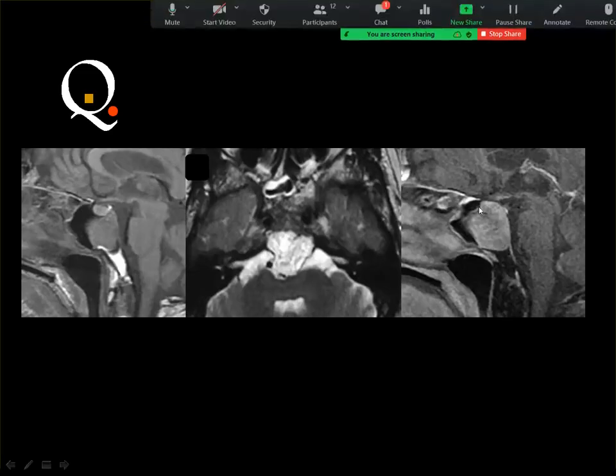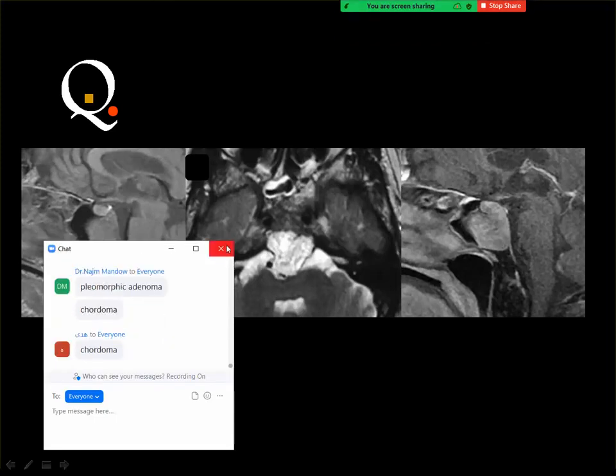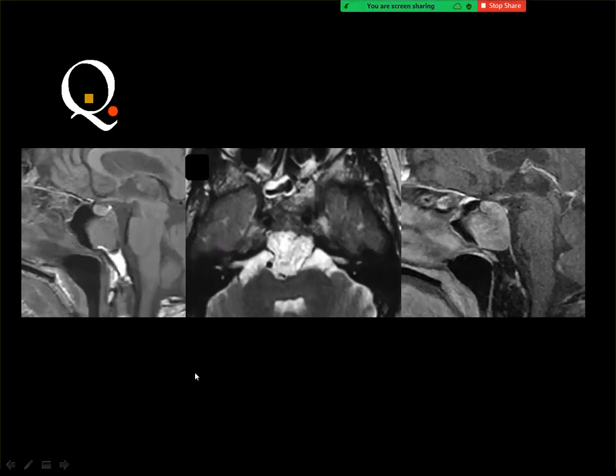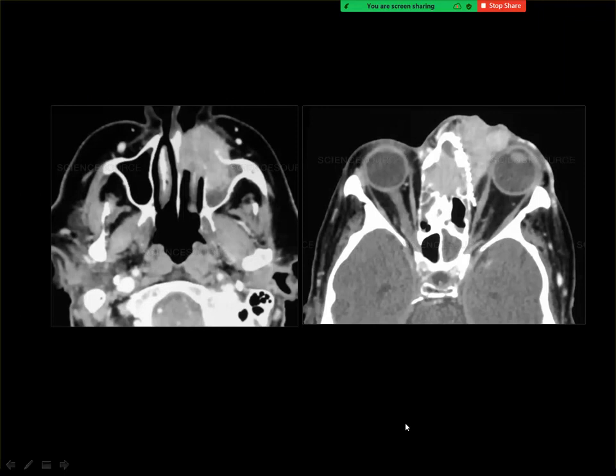And this is a case of a tumor; this is sagittal T1, and this is axial T2, and this is sagittal post contrast. Yes, the answer is right, and this is chordoma of the clivus. You see the very bright signal in the T2 weighted image and the enhancement after contrast and the destruction of part of the clivus. All these, in the classic midline location of the tumor, are helpful in reaching the diagnosis.